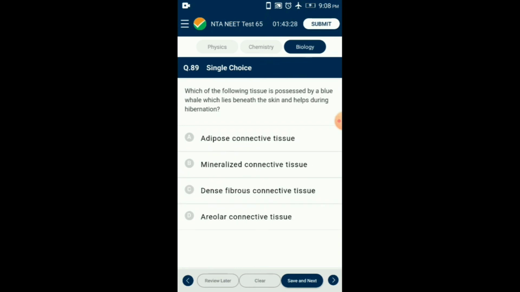Question number 89. Which of the following tissues is possessed by a blue whale which lies beneath the skin and helps during hibernation? Hibernators depend on their fat reserves while cold and to fuel rewarming. So the answer for this question is option A, adipose connective tissue.